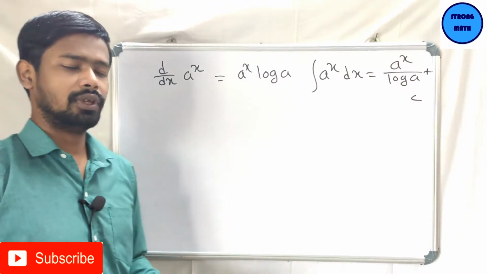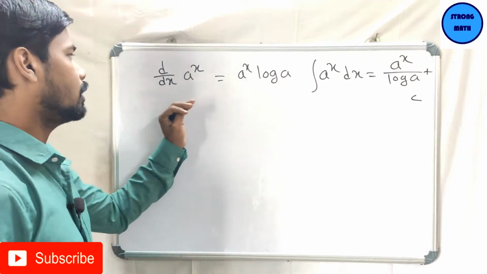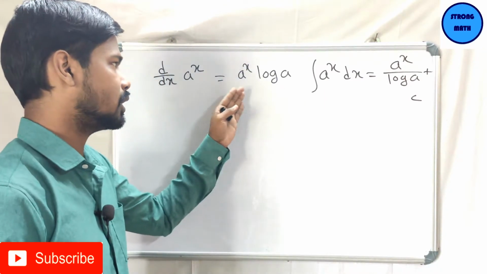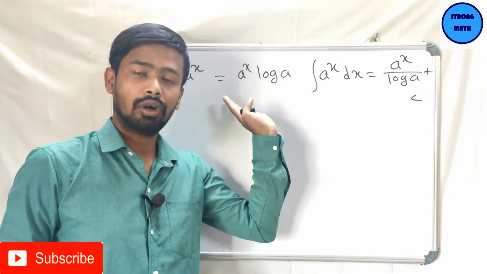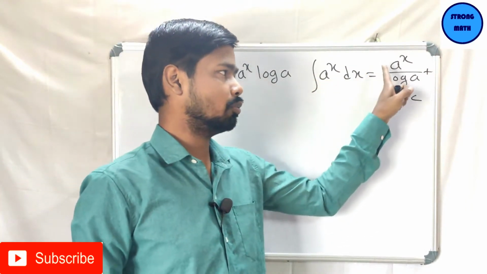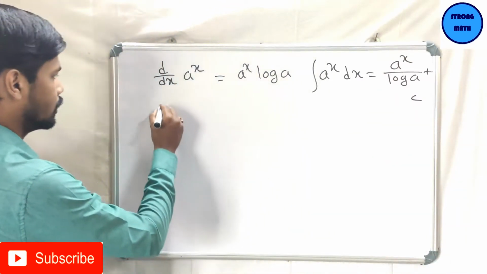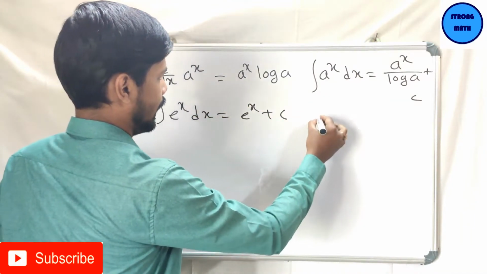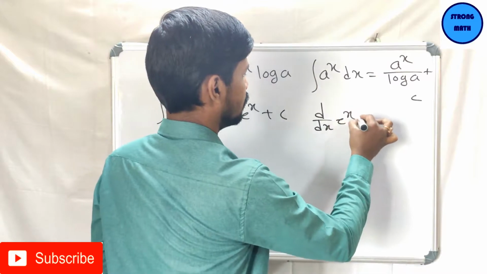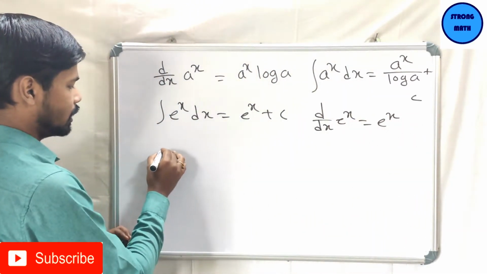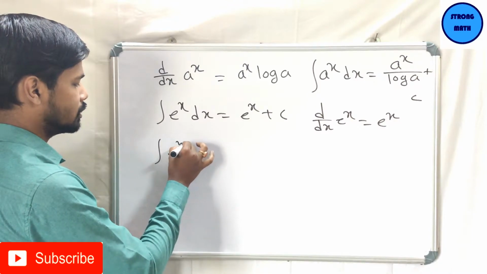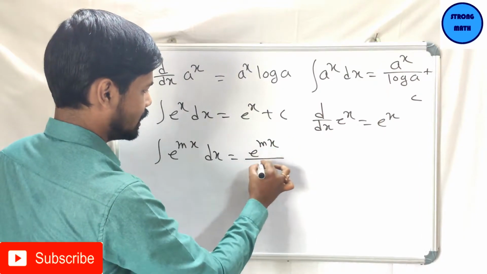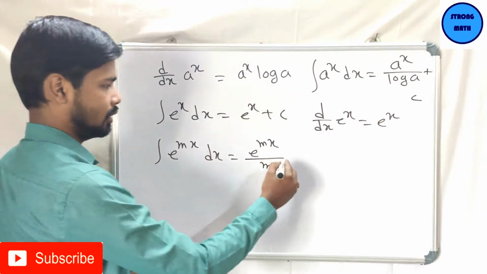Now you have to remember one thing about coefficients. If we take the derivative of any function with a coefficient, then that coefficient comes out and stays in front of the function, and for integration that coefficient will be under the function. For example, we know that integration of e to the power x dx is equal to e to the power x plus c, as well as the derivative of e to the power x is equal to e to the power x. But if there is any kind of coefficient, suppose integration of e to the power mx dx, then this will be e to the power mx by m, the coefficient will be under the function, plus c.